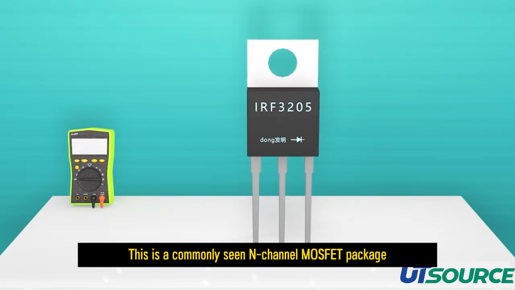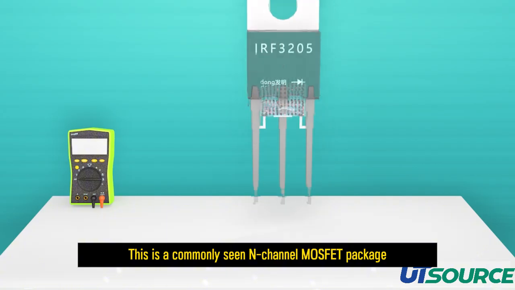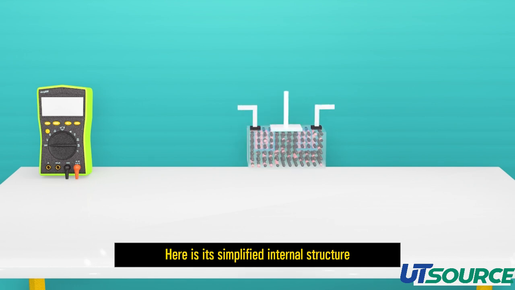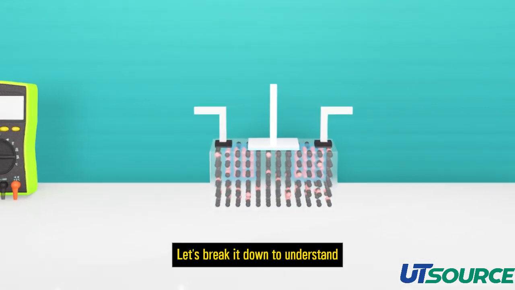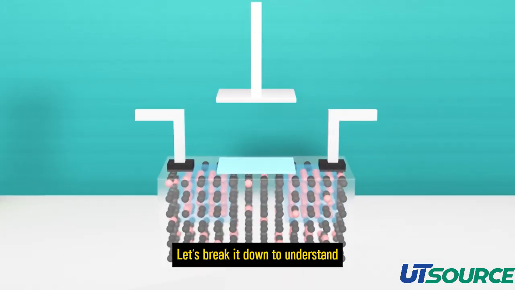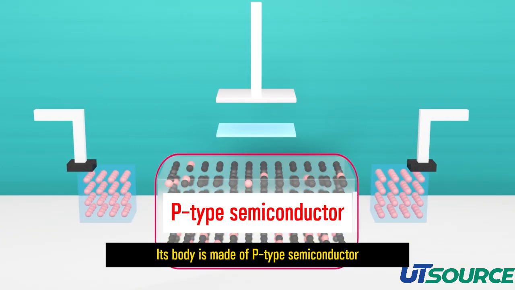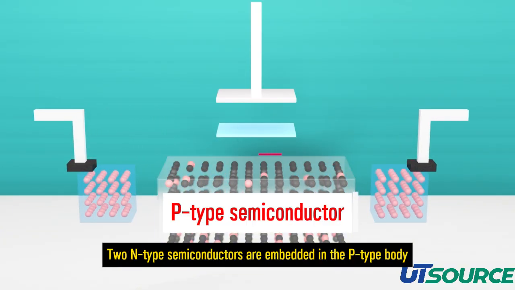This is a commonly seen N-channel MOSFET package. Here is its simplified internal structure. Let's break it down to understand. Its body is made of P-type semiconductor. Two N-type semiconductors are embedded in the P-type body.